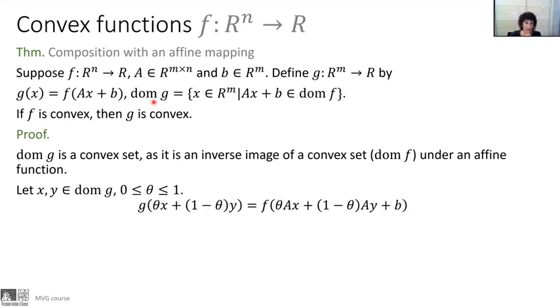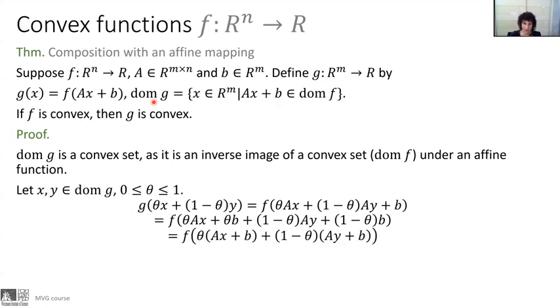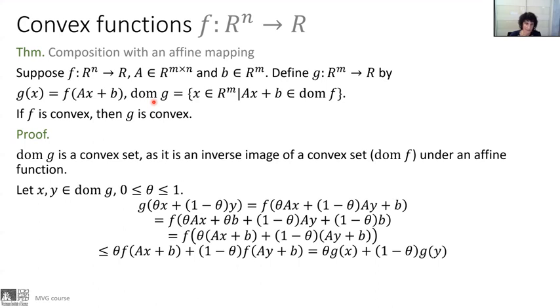And then we can take two elements in the domain and theta between 0 and 1 and use the composition, and use the idea that f is convex and we have an affine mapping. I'm sorry that I'm running. It's easy to see, and we can see that g of the convex combination is smaller than theta times g at x plus (1 minus theta) times g at y. Okay, therefore g is convex. Okay? We'll see examples soon.